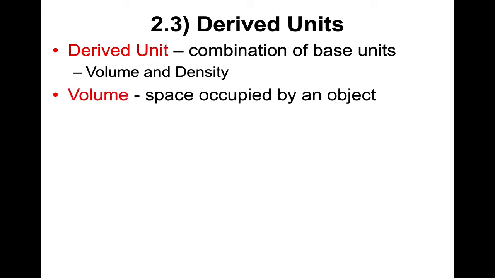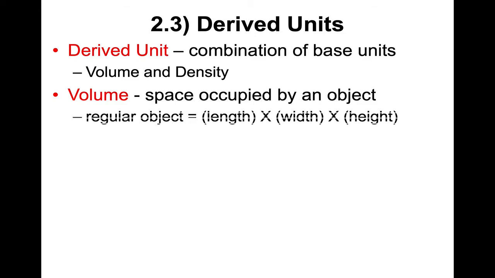Definition: derived unit. It's a combination of base units. So we have two terms, volume and density. We'll define those, and then we'll go back to base units and derived units. Volume. So I'm taking this first term, defining it: space occupied by an object. Any object will have a volume because it's going to take up a certain amount of space.